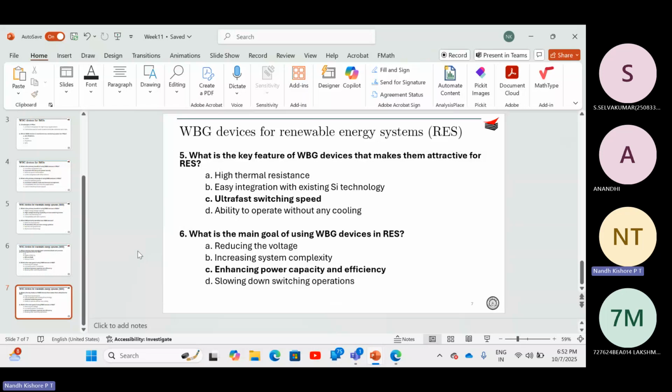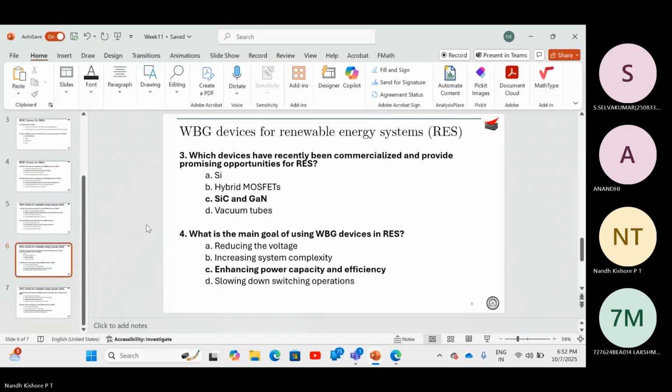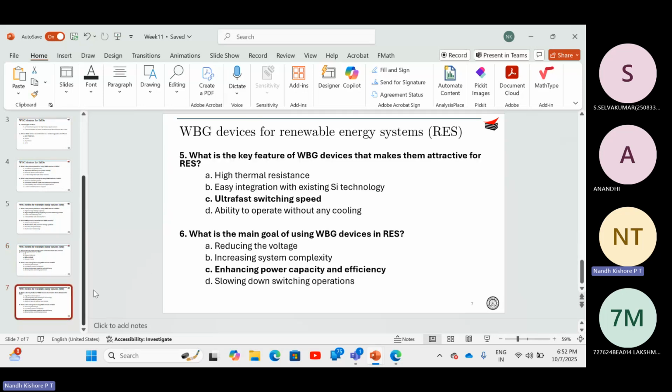Another question is why WBG devices are suited for large rated power converters in renewable energy systems. The answer is that they offer significant power capacity and significant efficiency improvement. All the others are not the answer. I can just write it.